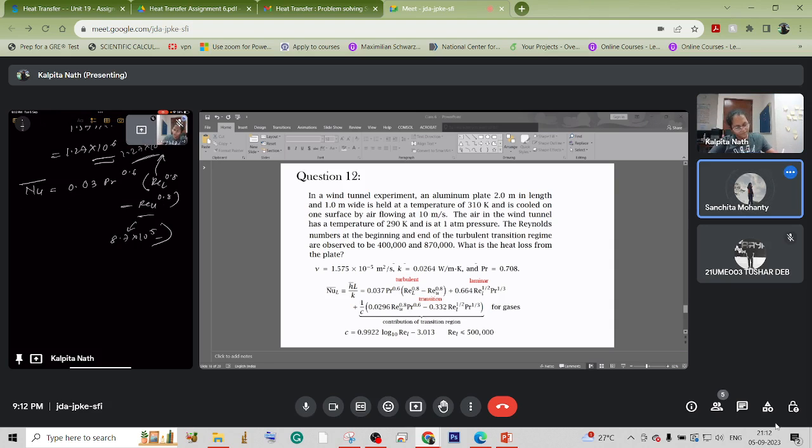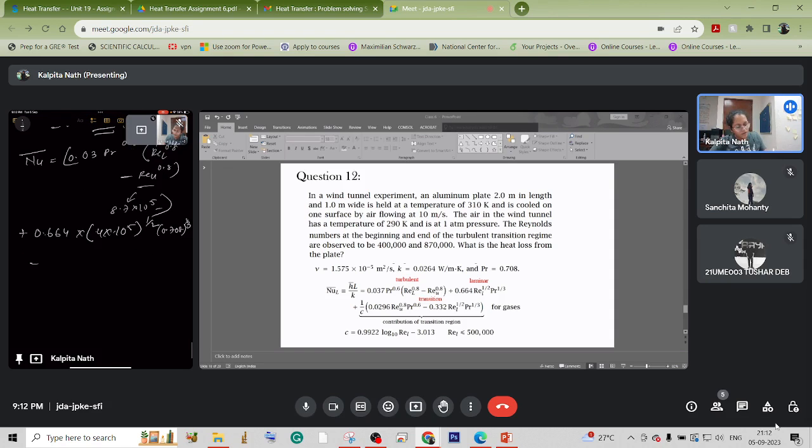Now the laminar part comes in. So 0.664 into the laminar boundary layer, laminar part Reynolds number, so this will be 4 into 10 to the power 5 to the half, and 0.70 Prandtl number to the power 1 by 3. Now C came out to be 2.55.